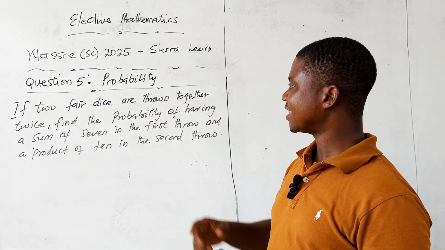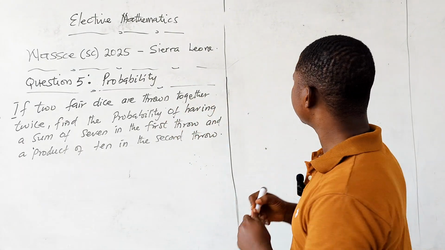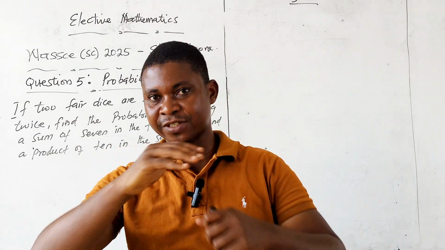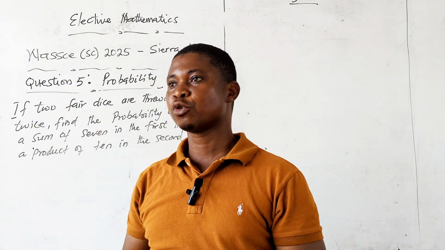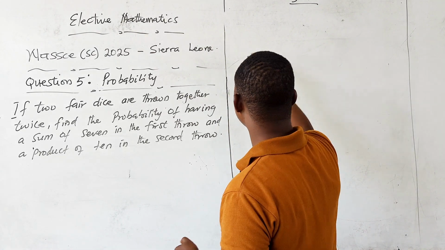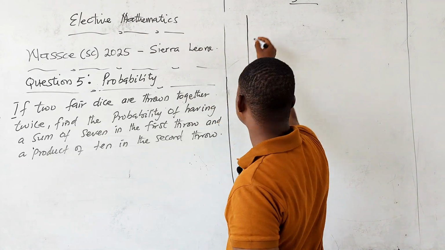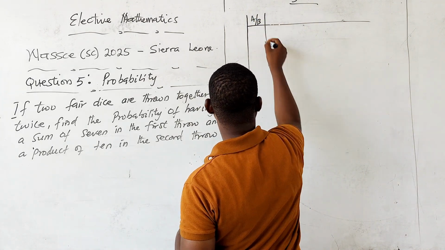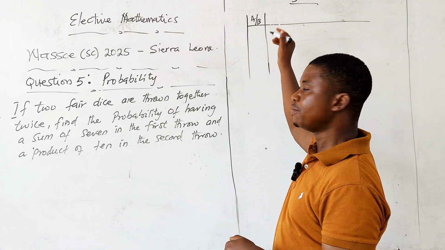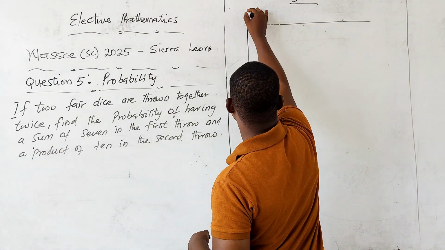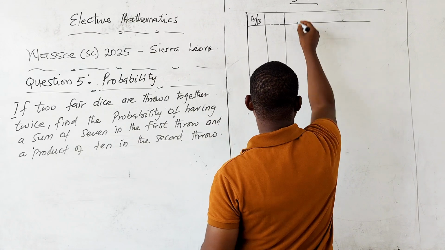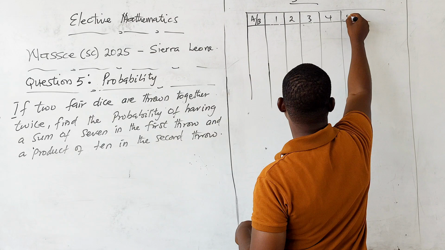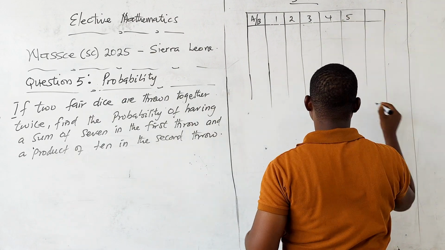From the question, it says that two fair dice are thrown. So it means that a die has a sample space of 6. If two of them, it means 6 by 6. So it's better we draw the table to get it done well. Let's get our table done. The first die is A, the second die B. 1, 2, 3, 4, 5, and 6.